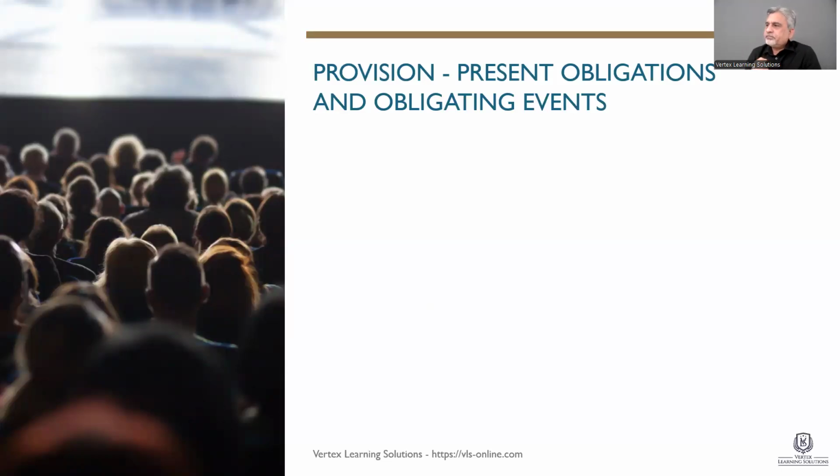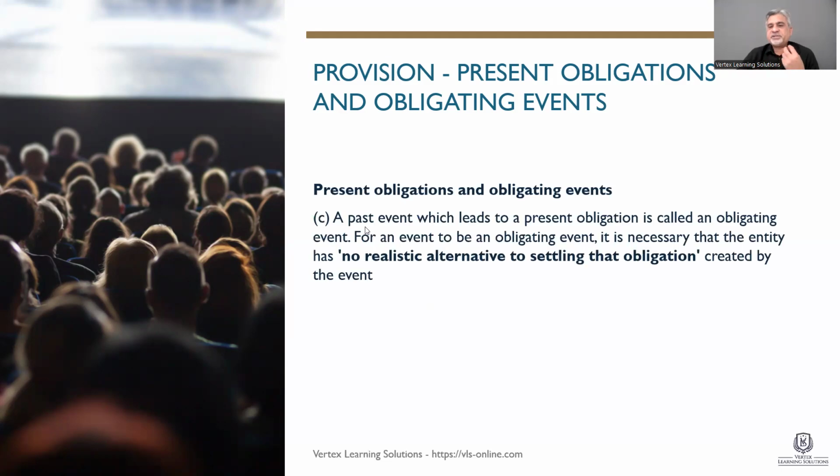So what is a present obligation? Present obligation originates from the obligating events. Obligating events means those events which are creating an obligation for you. So present obligations and obligating events, a past event which leads to a present obligation, like signing a warranty. And what is very important is that the obligation is there.